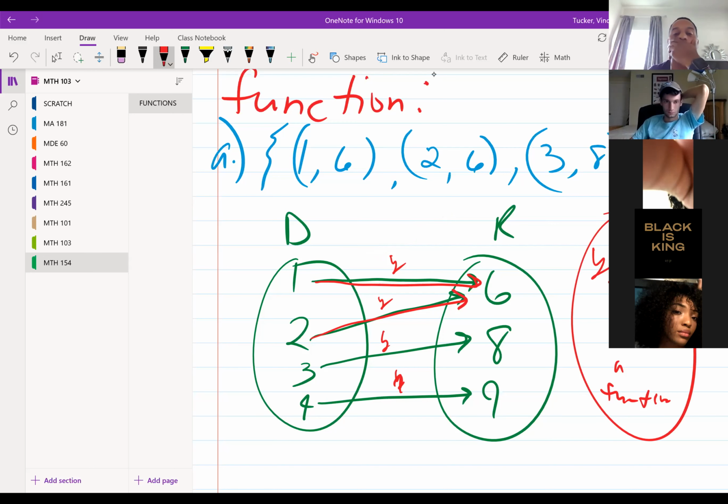All right. Questions on that before we look at the next one? So you look at each one of your elements in the domain individually. If each individual element goes to exactly one element in your range, then it is a function.